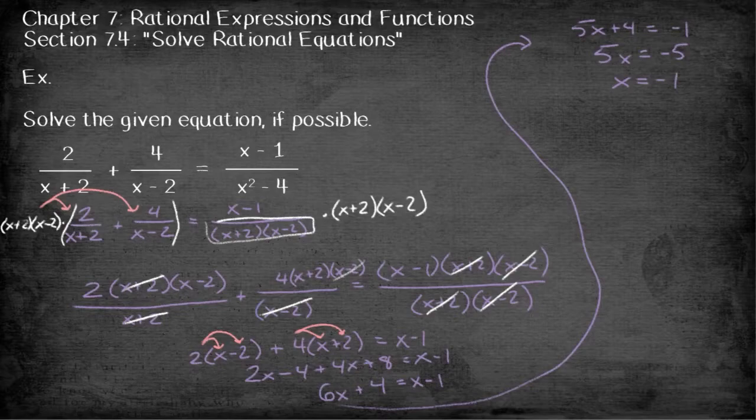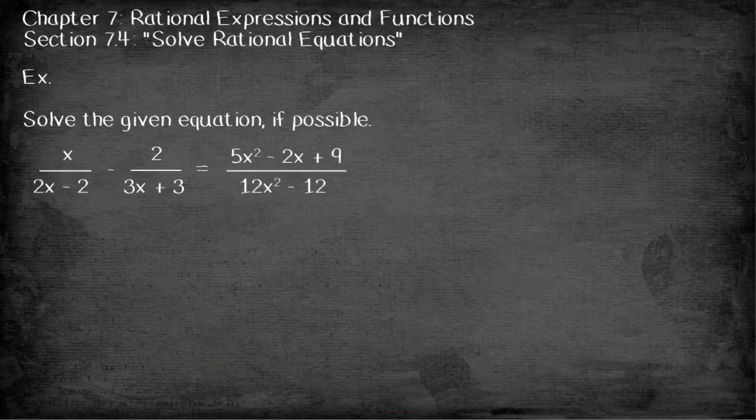Then we just got to check, is this solution defined? So is the original equation defined when we input this solution? And yeah, the only thing that's going to cause division by 0 would be 2 or negative 2. So that's all good.